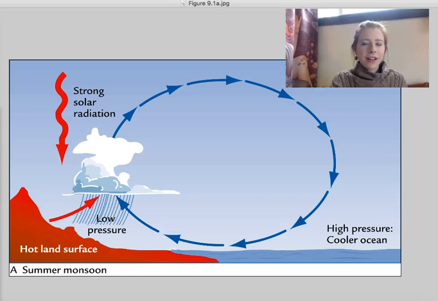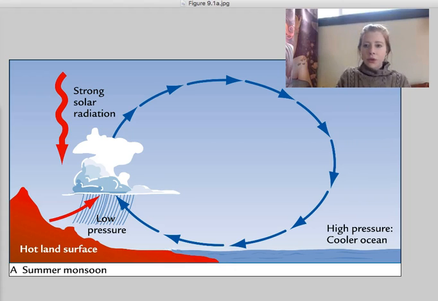Let's focus on some figures for Chapter 9 and some of the orbital controls on monsoons. Now, before we get into that, let's discuss what a monsoon is and how it forms. Monsoons are due to reversing wind patterns, and they're cycles of wet summer seasons and dry winter seasons. That's a full monsoon cycle.